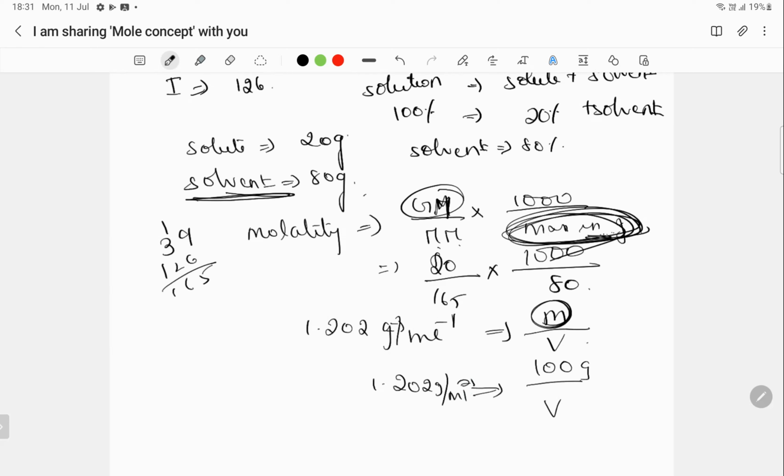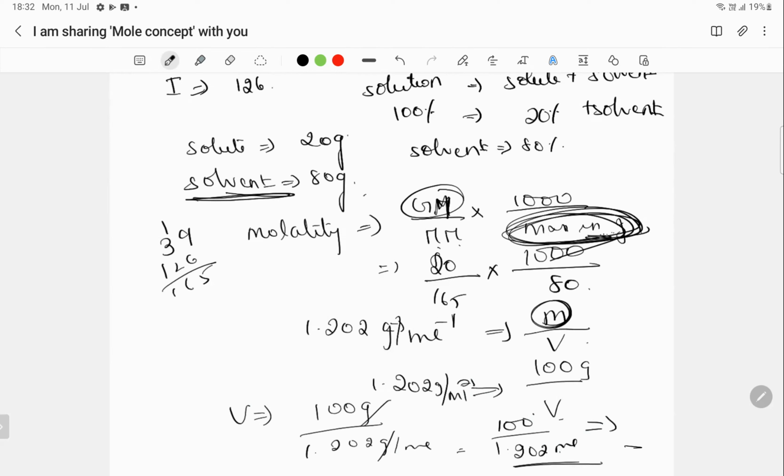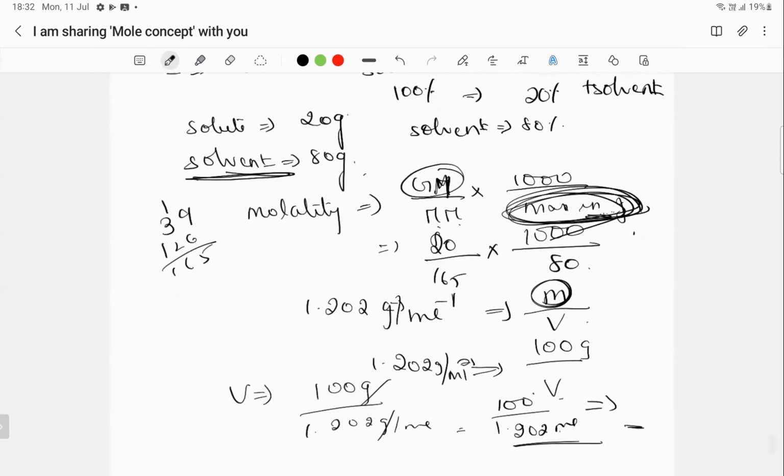Now cross multiply. Volume is equal to 100 grams divided by 1.202 gram per milliliter. Grams cancel, so 100 divided by 1.202 milliliter. Divide this to get the answer, then substitute it directly. Molarity is given mass by molar mass into 1000 divided by the given volume of the solution. Okay? Understood for those online? Yes, ma'am. Calculate and tell the answer.